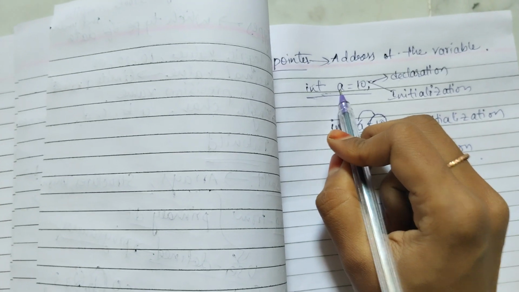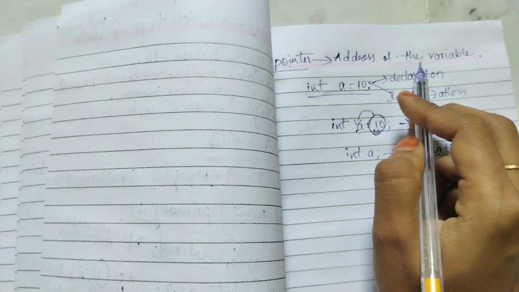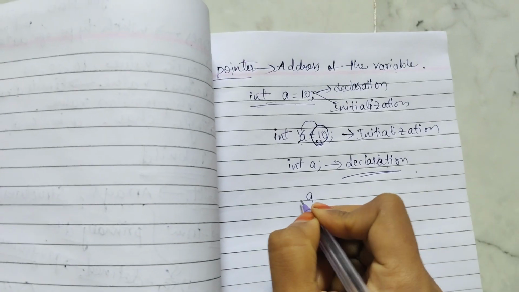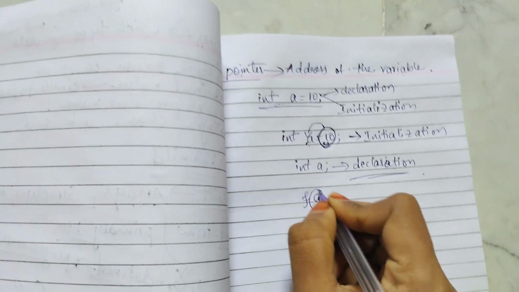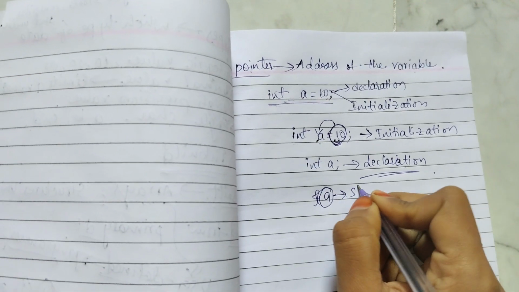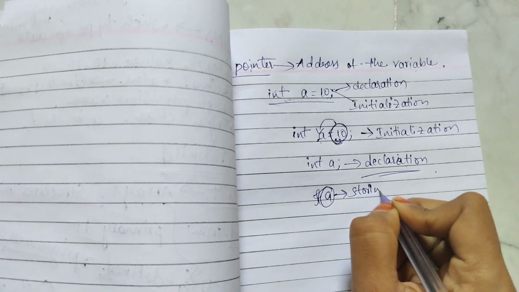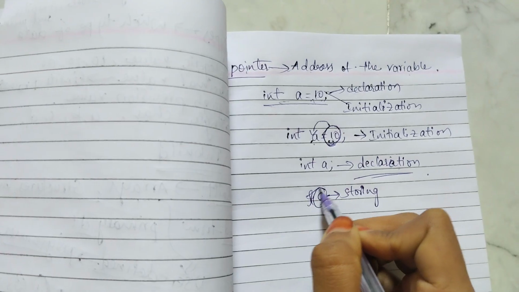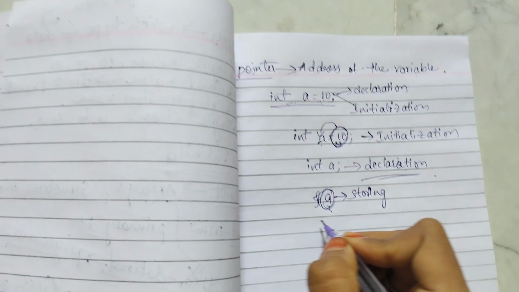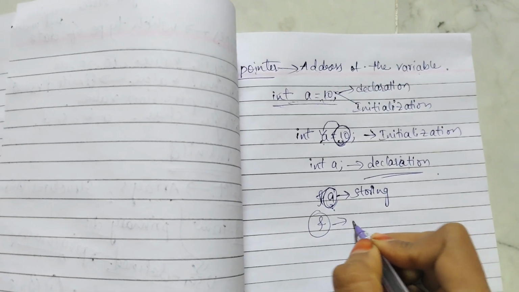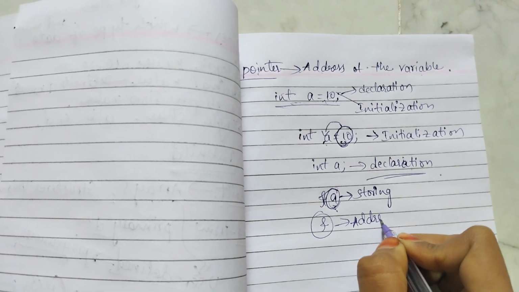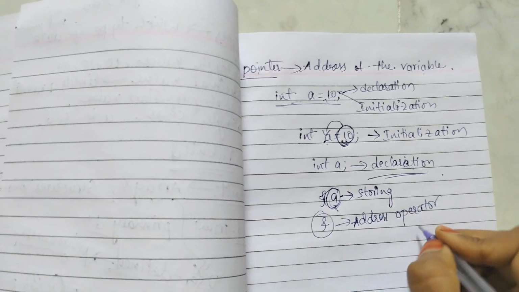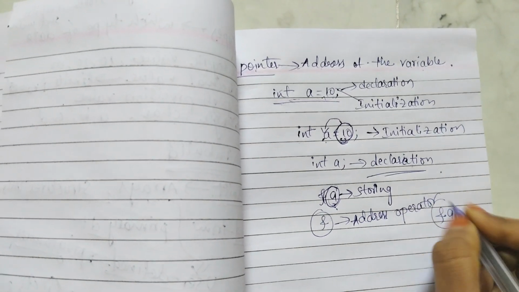Clear? Here the pointer means the address of the variable. Here the variable is a. The address of the variable means where exactly this variable is stored. This is not the address of the value. The address of the variable is denoted by the address operator, ampersand. We have to denote the address of that variable using the address operator. This is the pointer.